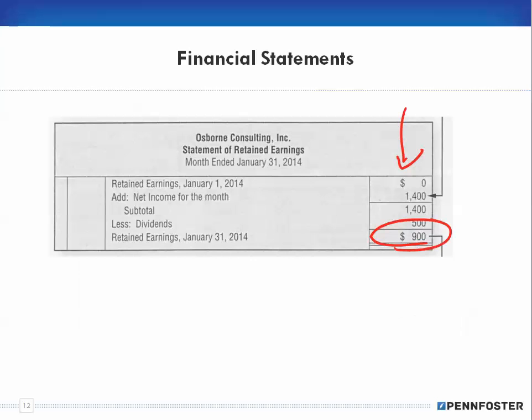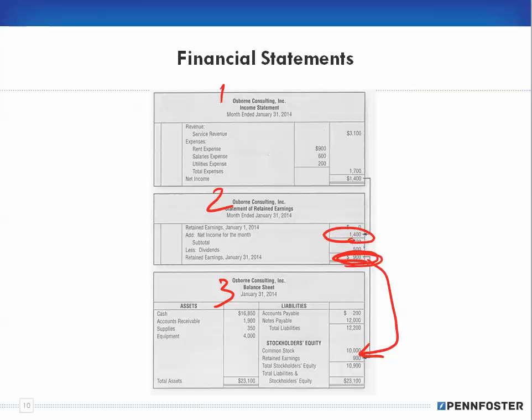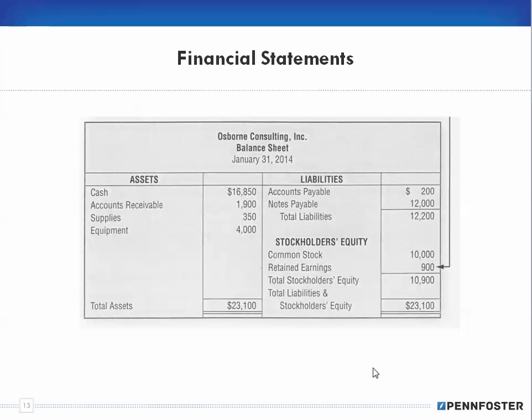In the last video, we had created the statement of retained earnings and talked about the formatting of that statement. Now we have this ending retained earnings for the accounting period. In this case, it's the month ended January 31st, and we're going to move that $900 from the statement of retained earnings. That allows us to create our balance sheet and bring the accounting equation back into balance, right?